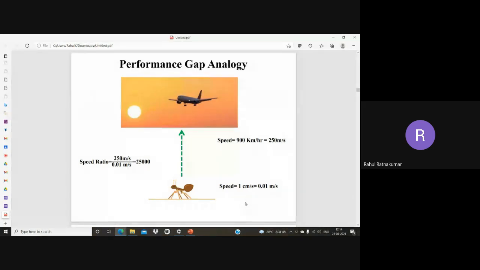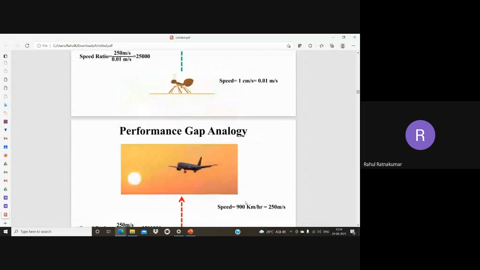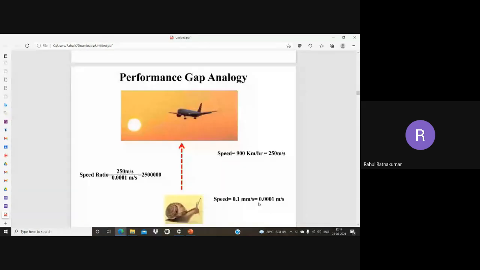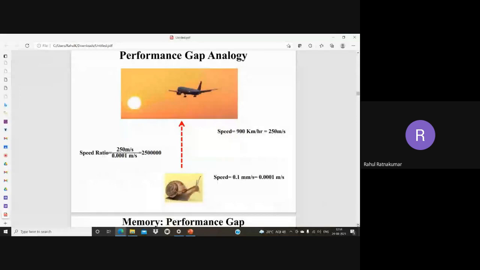But this analogy is not perfect. The difference is not much compared to the real one. A better analogy would be between a snail and a high-performance Boeing jet. The snail moves at 0.1 millimeter per second, so its speed is very low. When you compare, the difference is around 25 lakh, that is 2.5 million times. This aeroplane is that much faster than the snail.